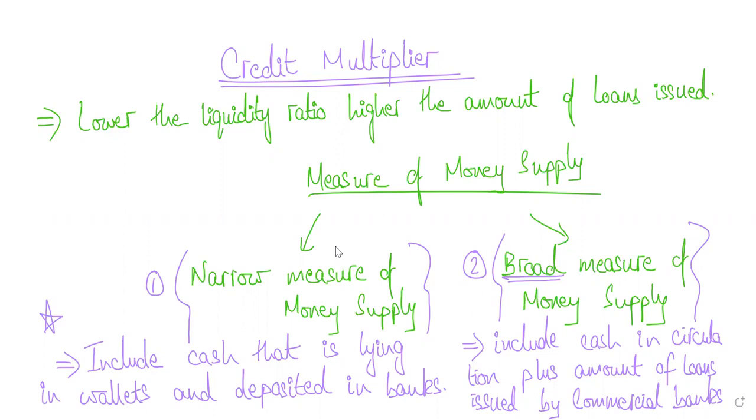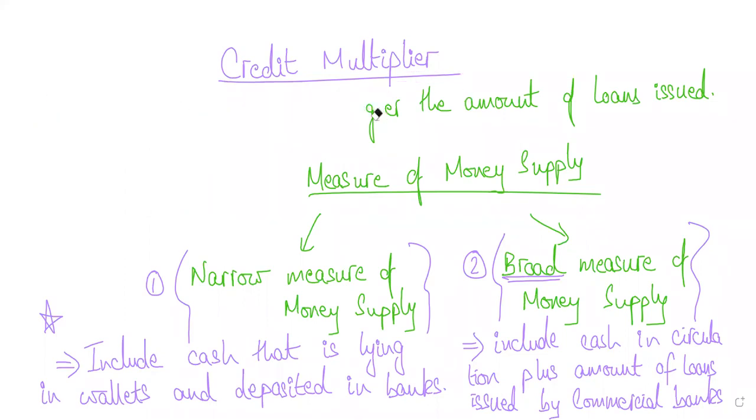I'll tell you how. Okay, now students, have a look at this. Money supply includes cash in circulation plus the amount of loans issued by commercial banks. Is this making sense? Okay, now moving forward. Arbab, are you with us?